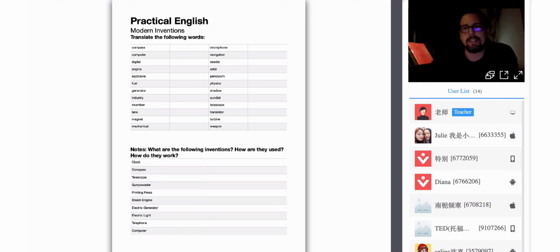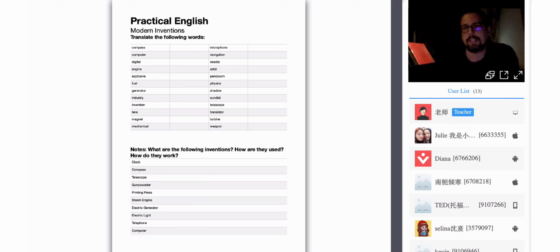A lens, camera lens, piece of glass. A magnet. We'll look at a video that explains a magnet. I don't want to spend too much time on that.